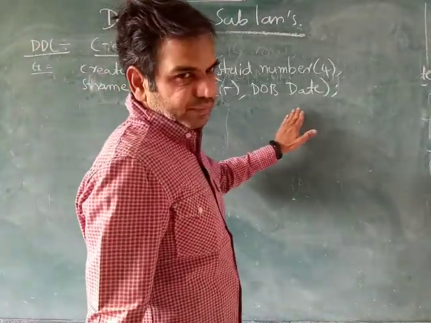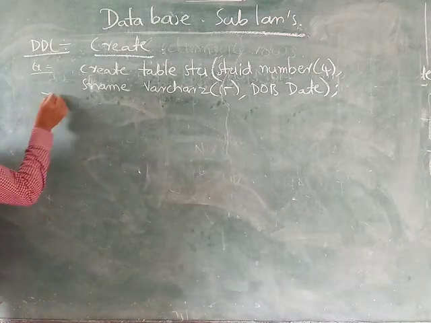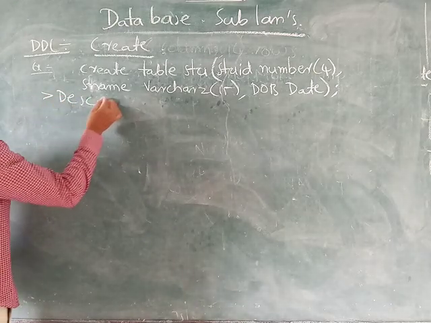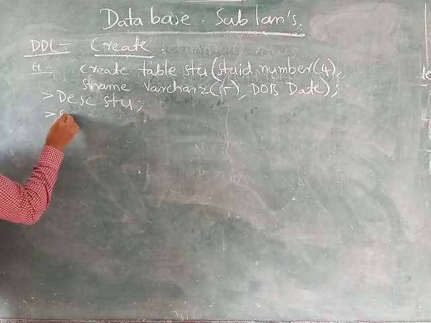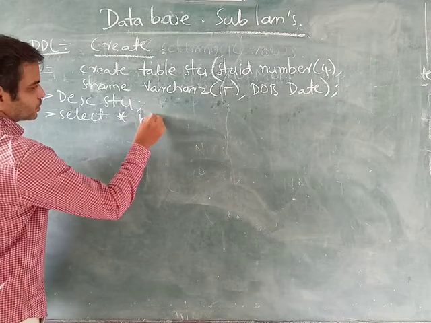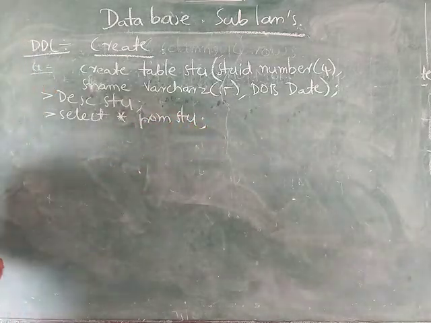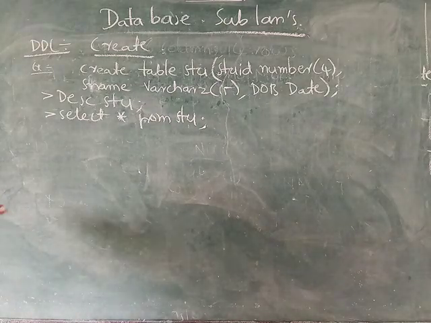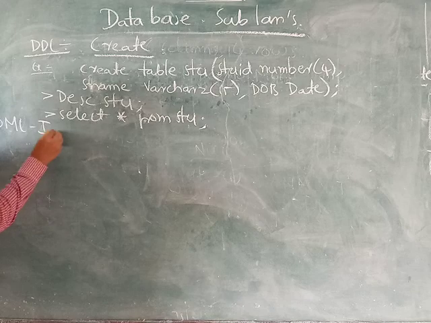Date of birth, date. So if you want to see the structure of the table, DESC, describe student, it will display only the structure of the table. If you want to see the data, specify select star from student, it will display the table and the table values. Then after this we will see the DML insert command.